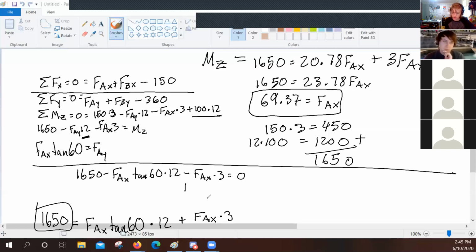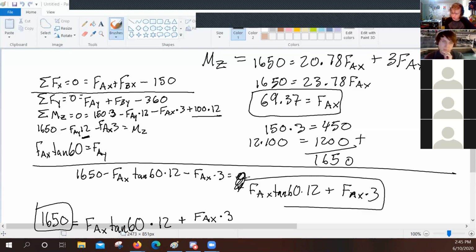And then I have to add both of those things to the other side as well. So I do plus FA of x tangent 60 times 12 plus FA of x times 3, and those get added to 0. So this side then becomes this, and these cancel out, right? I know that's real messy, but what we end up with is what's below, which is 1650 equals the positive versions of these.